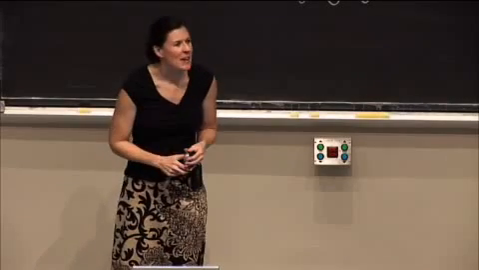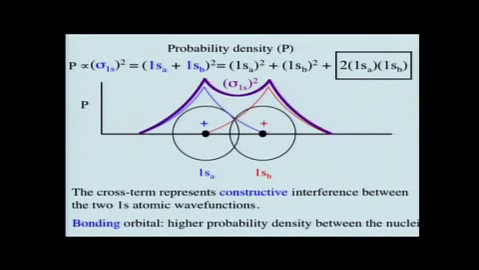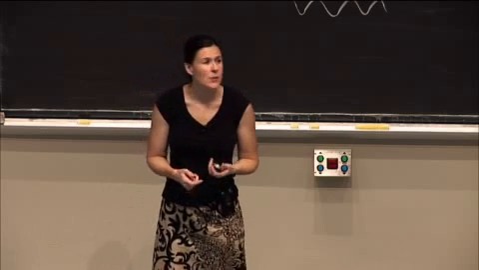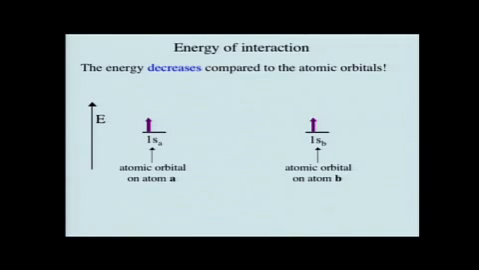So it can often make a lot more sense if we think about things in terms of energy. We've been discussing energy diagrams a lot in this class. It's a very good way to visualize exactly what's going on. So let's think of the energy of interaction when we're comparing atomic orbitals to molecular bonding orbitals. And what you find is when you have a bonding orbital, the energy decreases compared to the atomic orbitals.